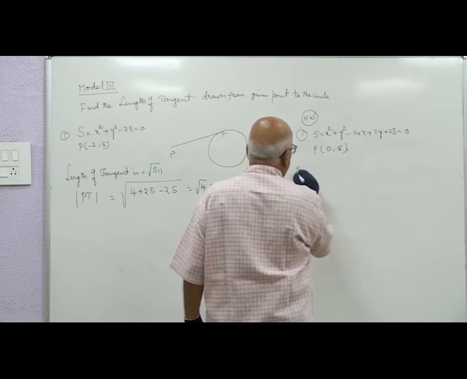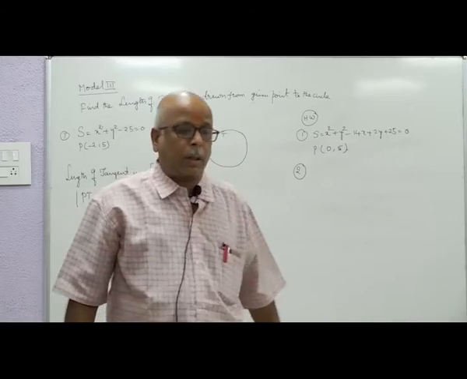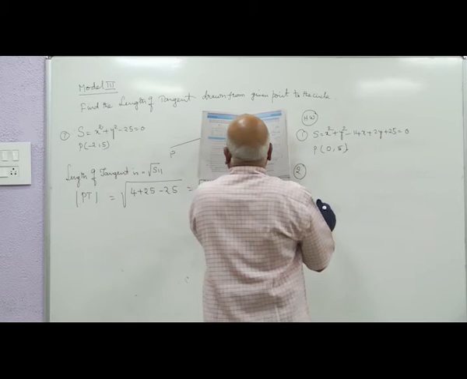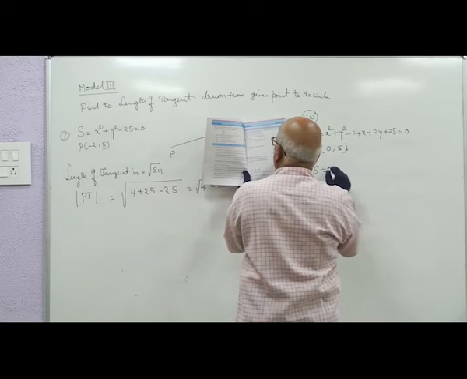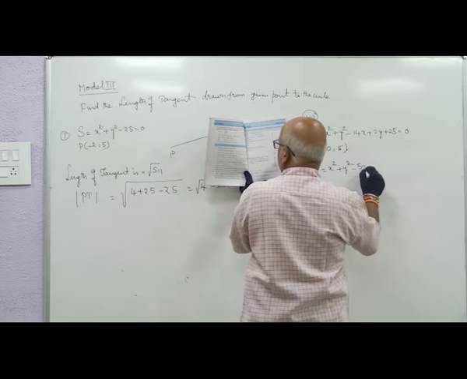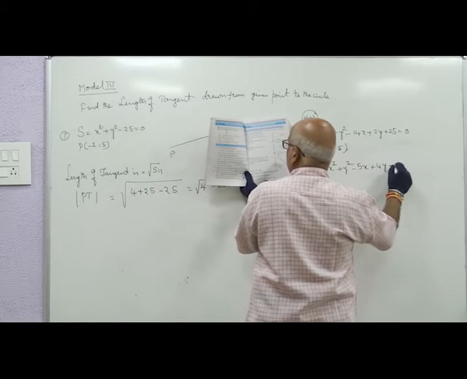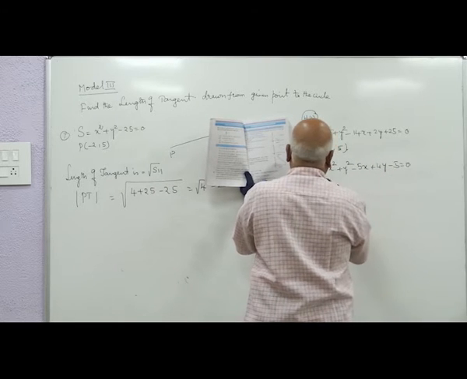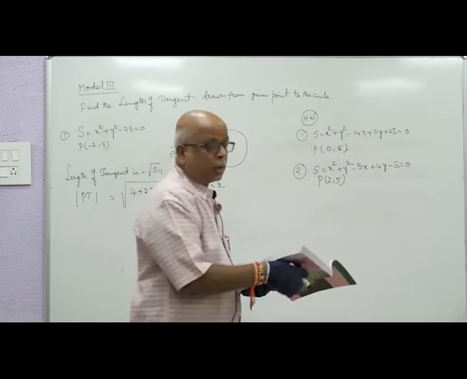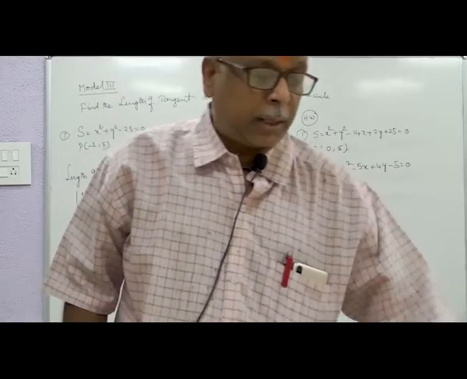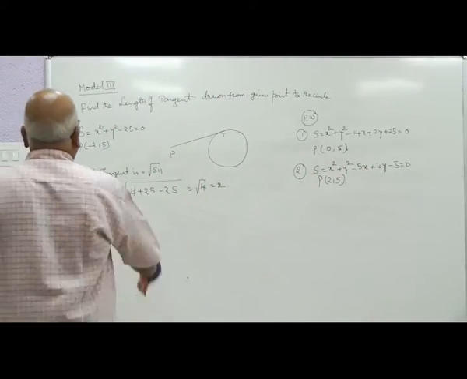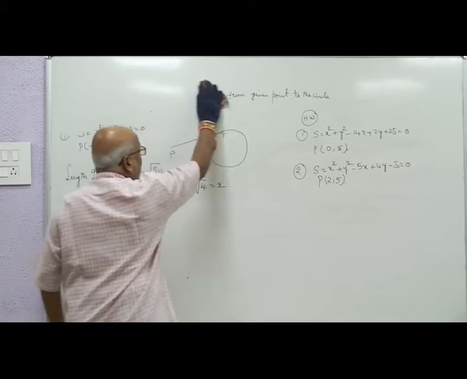Now, the second problem for assignment is S equal to x square plus y square minus 5x plus 4y minus 5 equal to 0. Point is 2, 5. Find the length of tangent drawn from that point to the circle. This is model number 3.